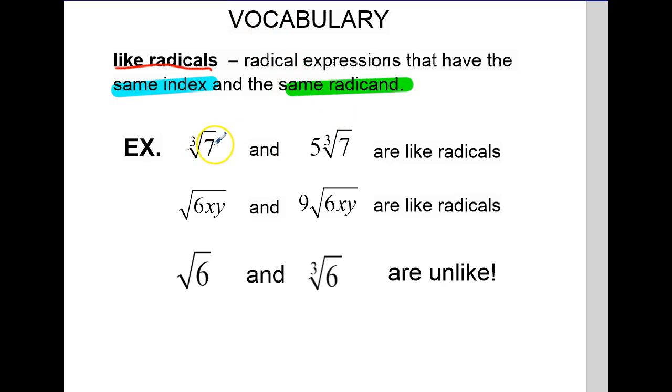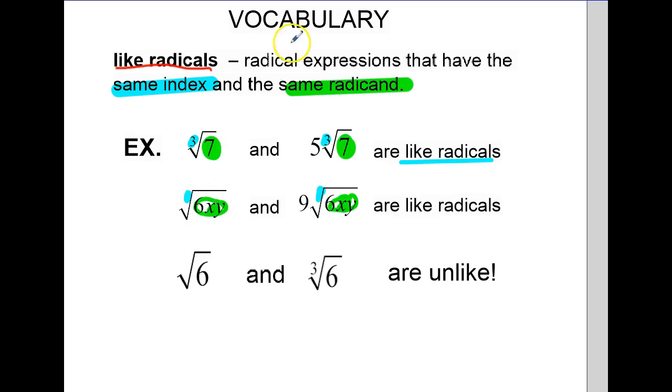So let's look here. This guy's radicand is 7 and his index is 3. So these guys are like radicals. Let's come over here and look at this example. He's got an invisible 2 there, and so does he. He's a square root. And let's look at their radicands. 6xy is the same as 6xy. So these guys are like radicals.